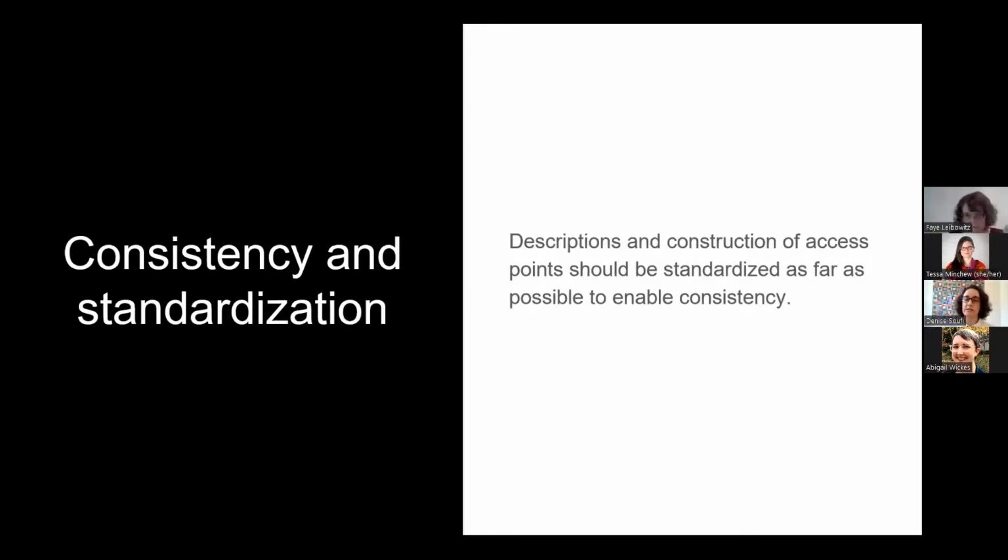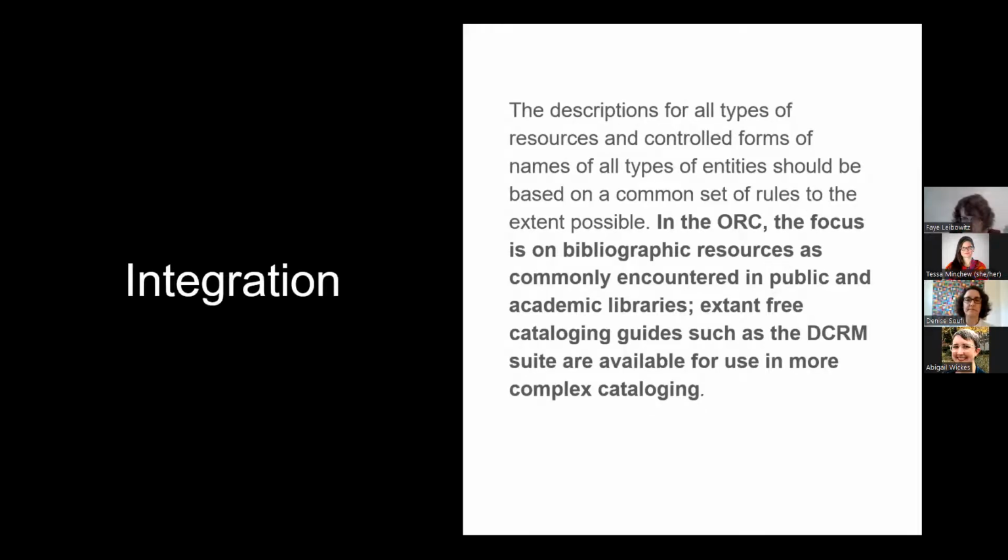As I previously mentioned, we support current rules for authority work. ORC will remain focused on bibliographic description, and as Faye will explain, is drawing on our shared cataloging tradition to create its rules. For this principle, we have made an important addition that serves to define the scope of our work. Our focus is on bibliographic resources as commonly encountered in public and academic libraries. Since extant free cataloging guides, such as the DCRM suite, are available for use in more complex cataloging, we do not intend to create rules for materials already covered by such guides.